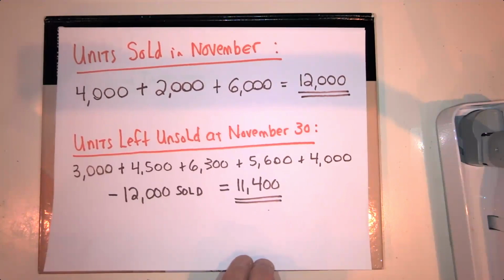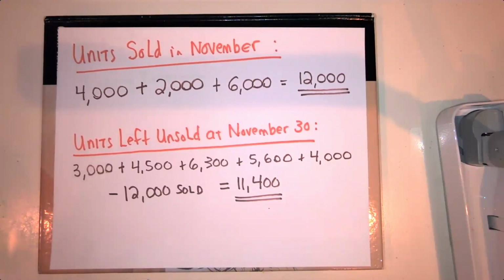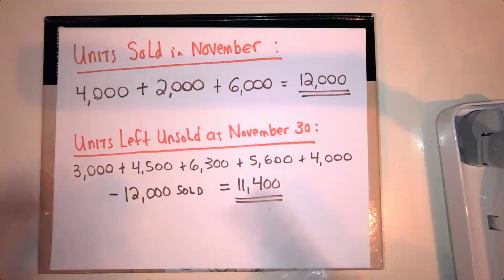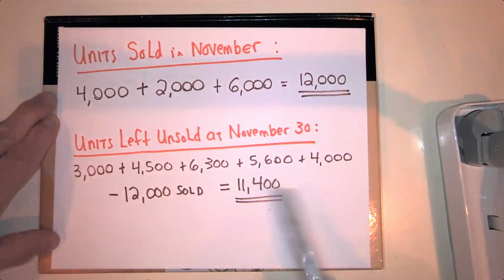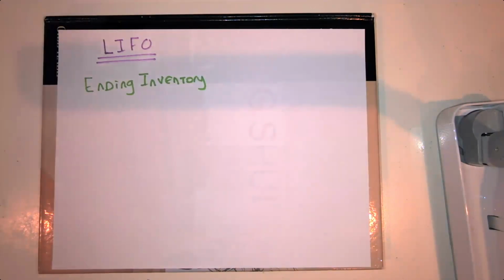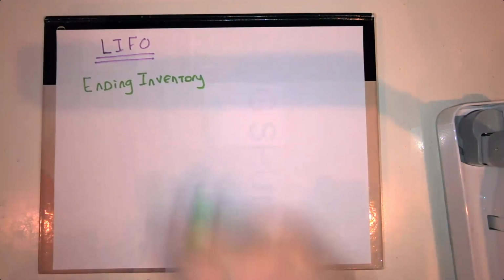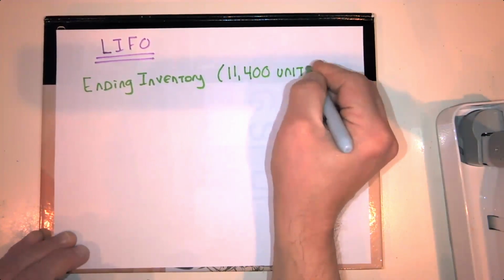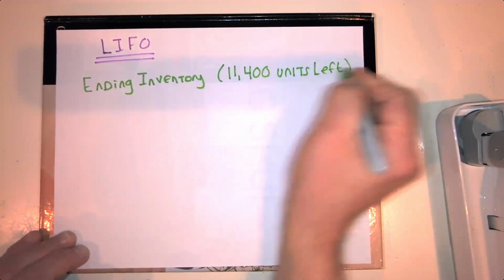How many units? 11,400. That didn't change. That is what we have left in our ending inventory. That is what we have to account for. And so we didn't come up with those for fun. We need them. We've used them a lot this evening. So we know that our ending inventory consists of 11,400 units that we didn't sell.